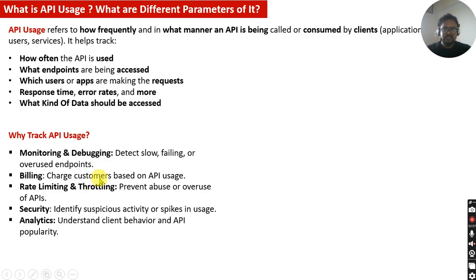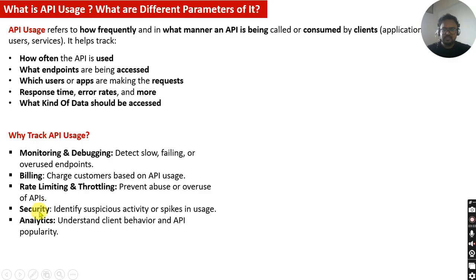Billing, charging the customer based on API usage. Most of the companies nowadays charge the customer based on the API usage. Okay, so suppose we give you unlimited access to our API, but the charges will be per hit on our API call. So based on that they can track the billing rate for each and every customer based on the API usage. Then rate limiting and throttling means preventing the abuse and overuse of the API. Means the API should only be accessible by API keys or other kinds of authentication methods only. So it will limit the rate of the API hitting the server.